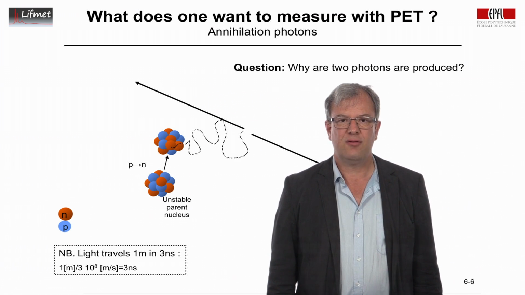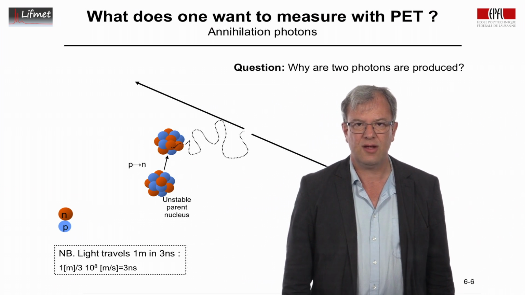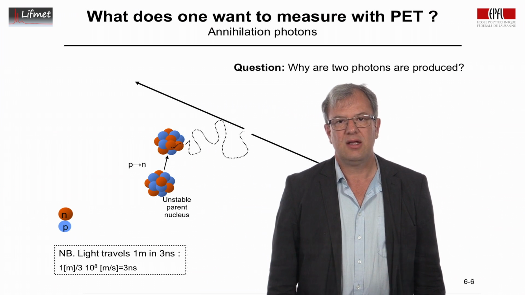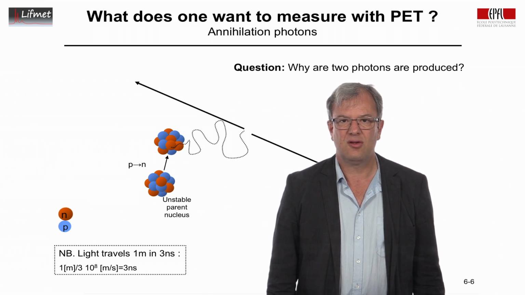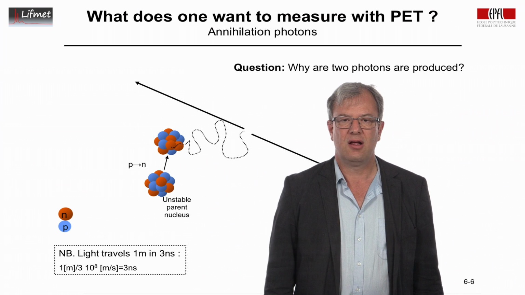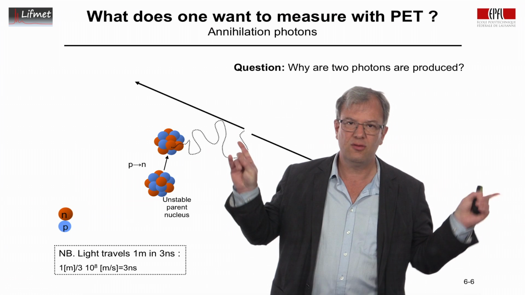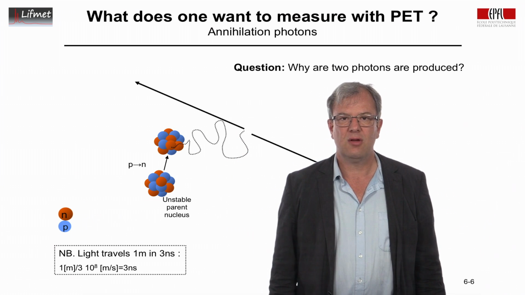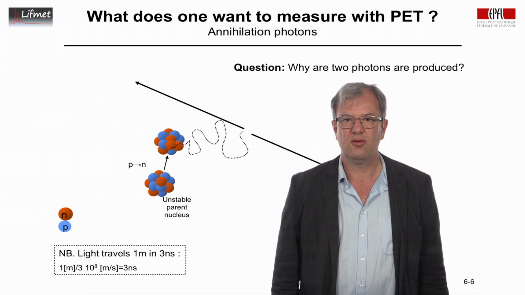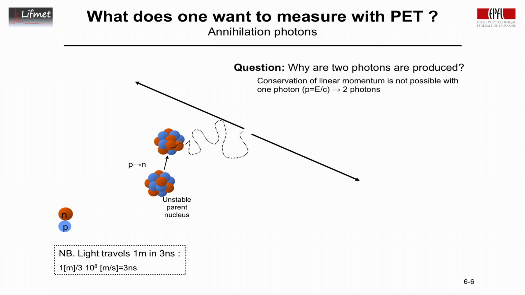If we had a single photon that's emitted, that photon would have energy. And if it has energy, as we've discussed 3 weeks ago, the photon carries a linear momentum. So if we have a single photon, we would have suddenly a net linear momentum, and this would violate conservation of linear momentum. If we have 2 photons that go in opposite direction, those 2 photons with equal energy would produce a situation with 0 net linear momentum. So this is a consequence of the conservation of linear momentum, that we need to have 2 photons.